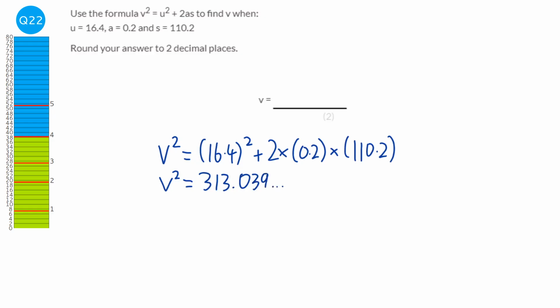313.039 and so on. And what we're going to do is just quickly solve this by square rooting both sides, because it's v squared equals and we just want v equals. So v equals, and we're just going to square root that on the calculator, 17.692 and so on. It says it wants it to 2 decimal places, that's just going to be 17.69.